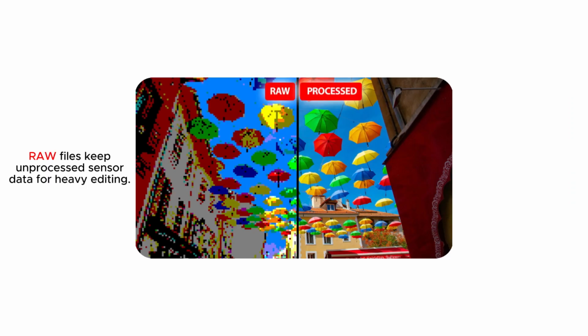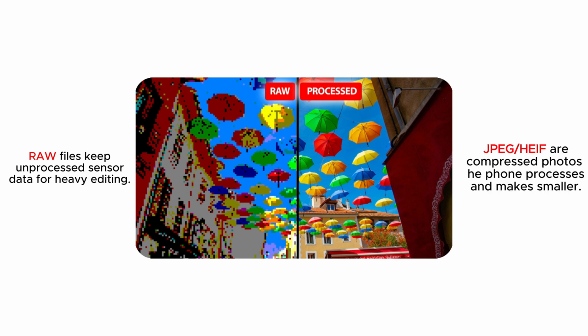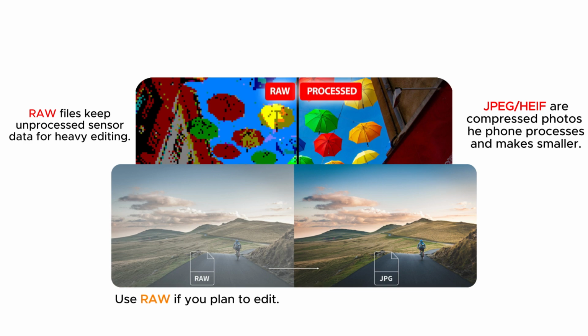RAW? RAW files keep unprocessed sensor data for heavy editing. JPEG and HEIF are compressed photos the phone processes and makes smaller. Use RAW if you plan to edit. Use JPEG for quick sharing.